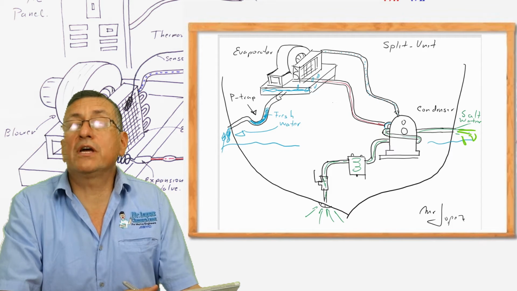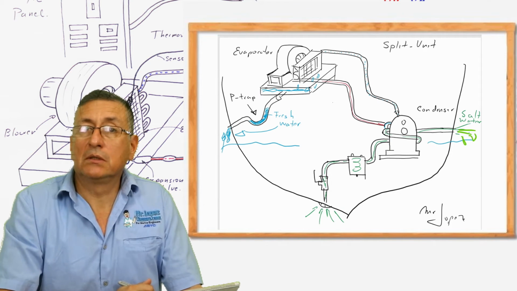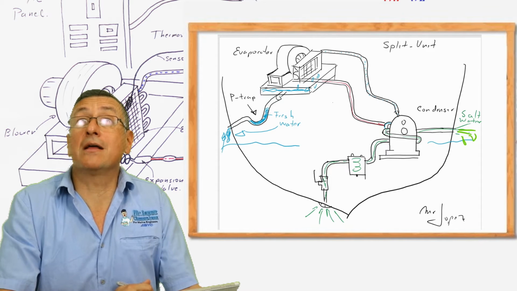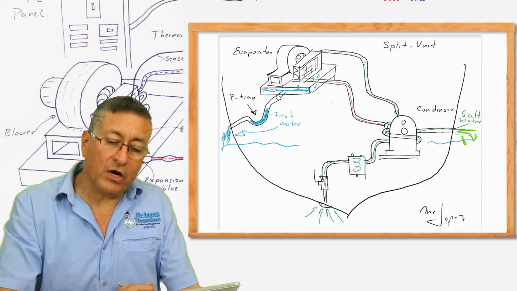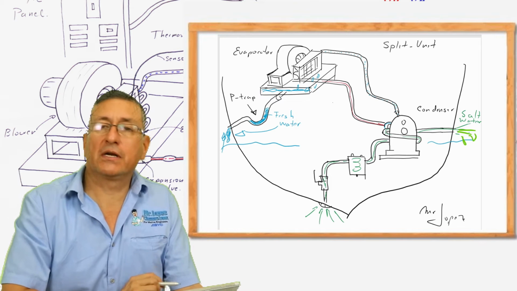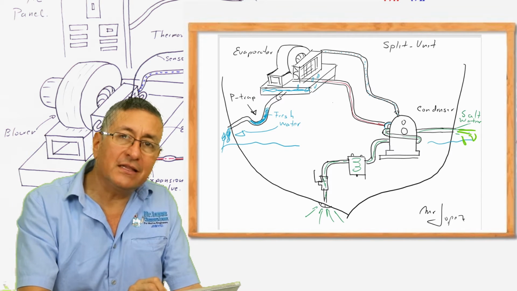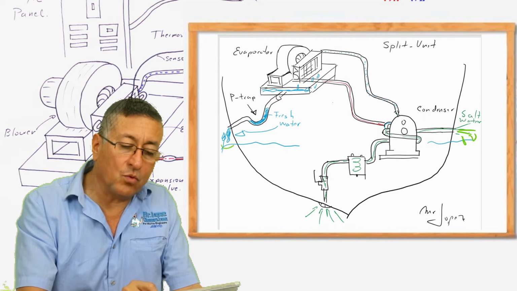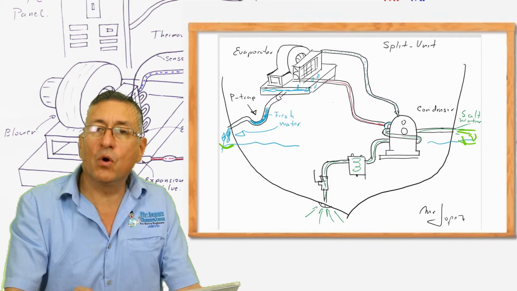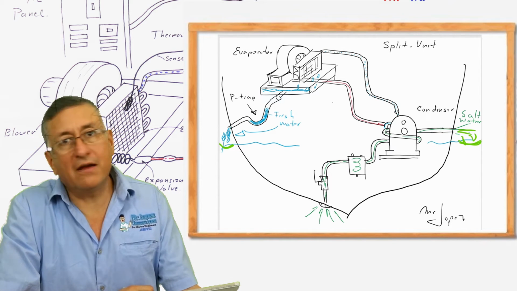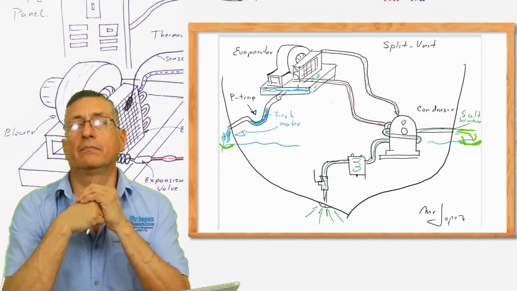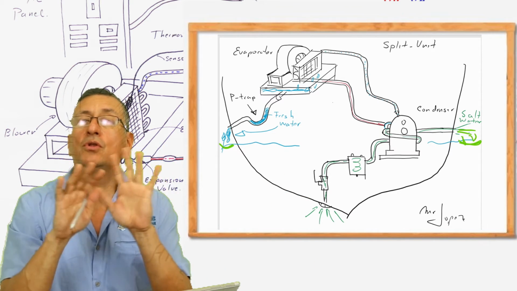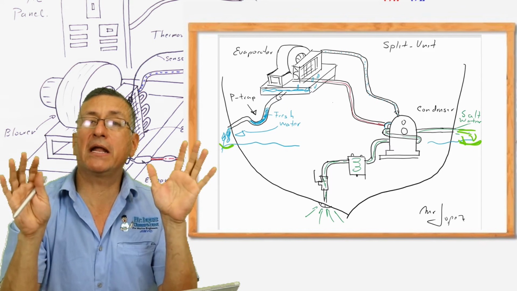This is the salt water used to cool the refrigerant in the condenser. All right. And this is fresh water. Never mix this drained fresh water with the drained salt water. Never, never, never. Never try to put both of them together in one pipe. Okay? Those drains should be separated.